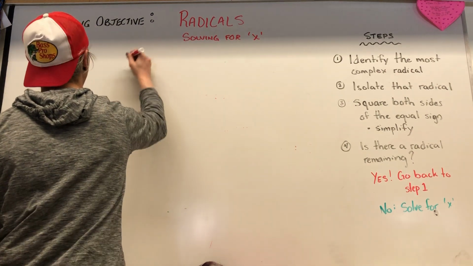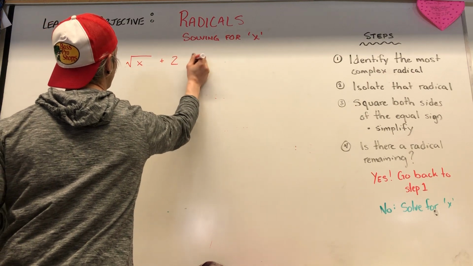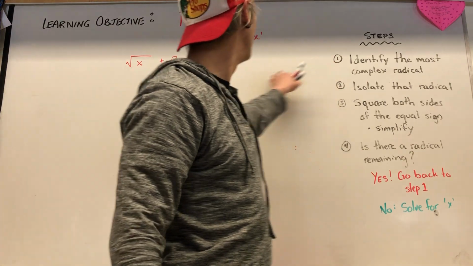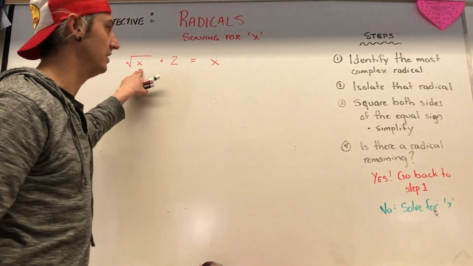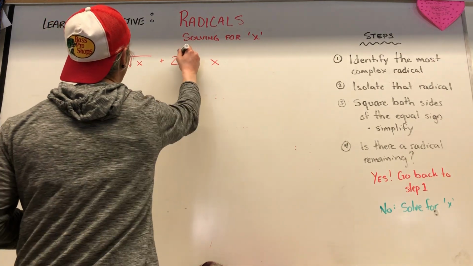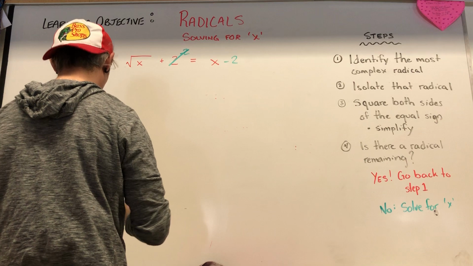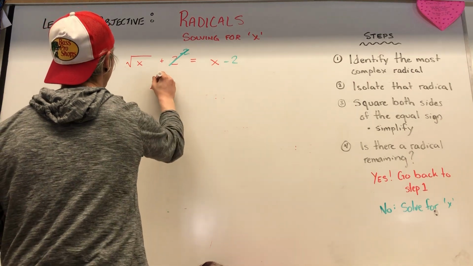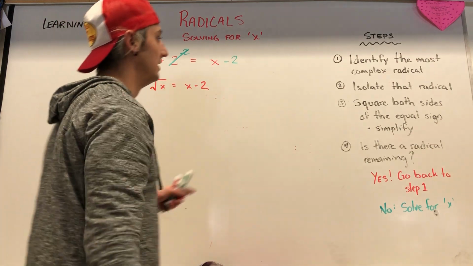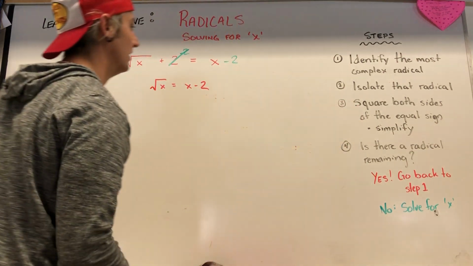I've got square root of x plus 2 is equal to x. I'm going to go through the steps. I'm going to identify the most complex radical. It's just this right here. So I'm going to isolate that radical by subtracting 2 from each side. Now I have root x is equal to x minus 2. I've isolated the radical. Now I'm going to square both sides.